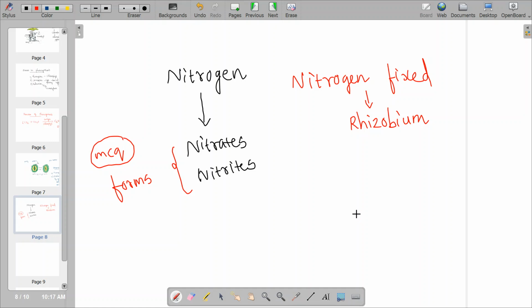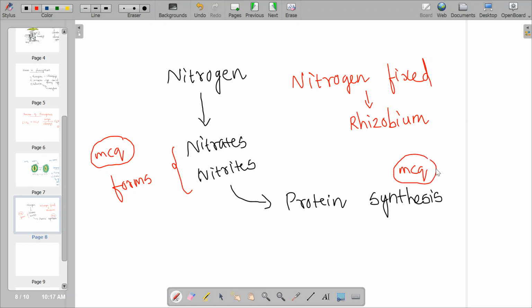Now you will think, why do plants take up this nitrogen? Plants take up nitrogen for protein synthesis. So this is another MCQ: why do plants require nitrogen? Plants require nitrogen for protein synthesis. I hope you understood about nutrition in plants. After this, we will be doing the nutrition in animals topic.